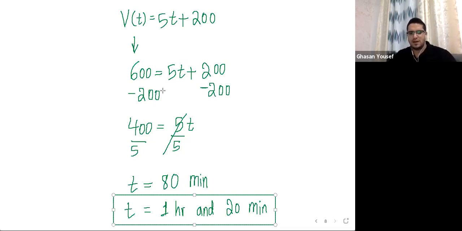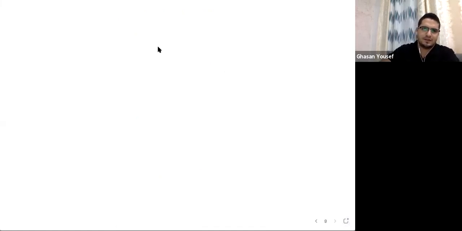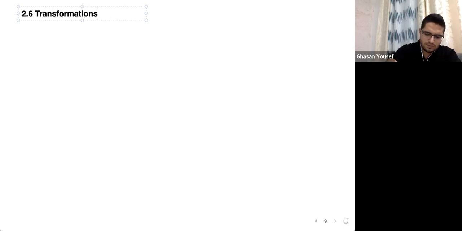Now let's go to the next section, 2.6. We're now going to learn how we can graph any function without using a table, by using transformations. So we're going to use some rules to learn how we can graph any function. 2.6, transformations of functions.